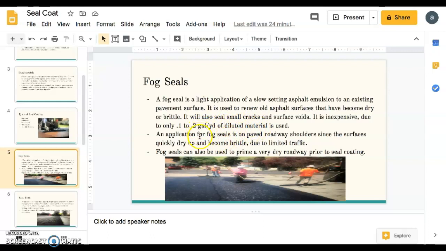An application for fog seals is on paved roadway shoulders, since the surfaces quickly dry up and become brittle due to limited traffic. Fog seals can also be used to prime a very dry roadway prior to seal coating.